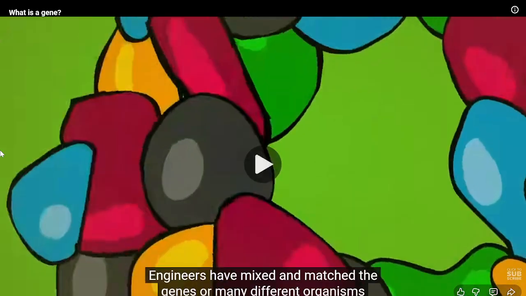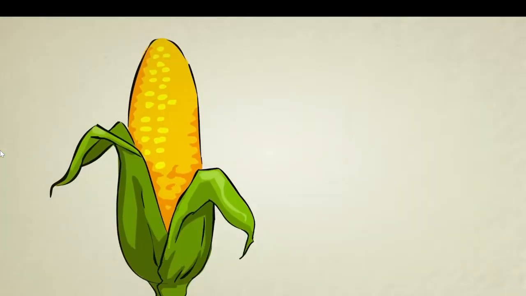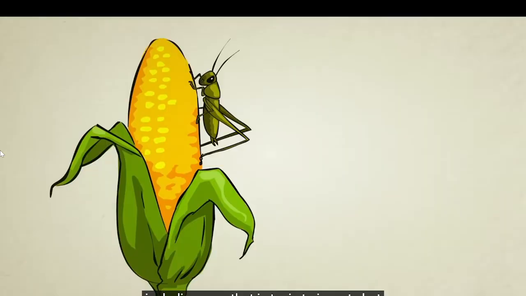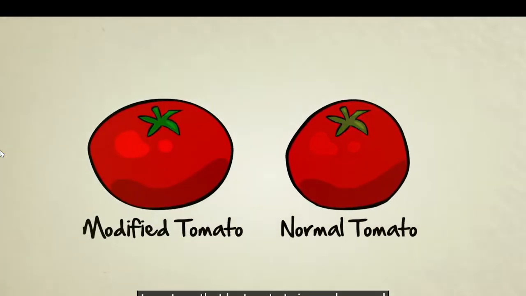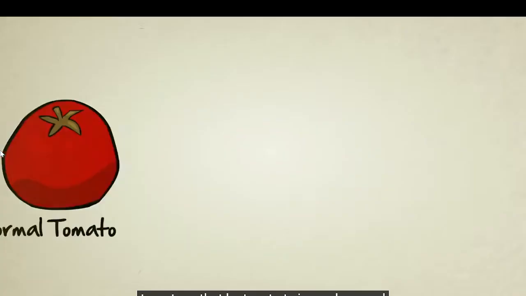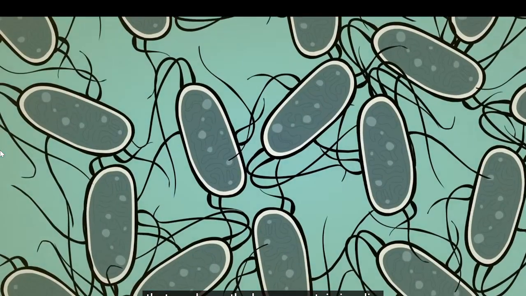Engineers have mixed and matched the genes of different organisms to produce many new creatures, including corn that is toxic to insects but supposedly safe for human consumption, tomatoes that last up to twice as long in the grocery store before going bad, and a new form of bacteria that produce the human protein insulin.